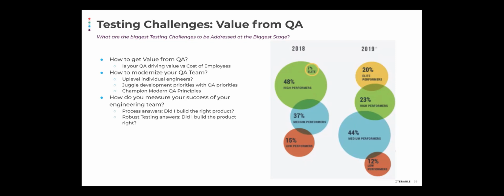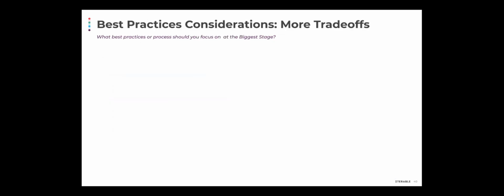Did I build the right product? Testing answers, did I build the product right? Metrics: how do we perform against industry standards? And I think this is the biggest tool. If you can push how we are doing versus how the best performers are, generally that's how you get attention. So, best practice considerations, more trade-offs.